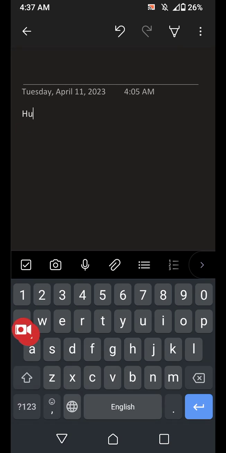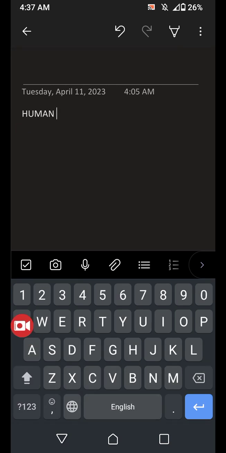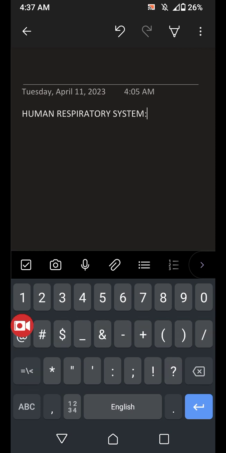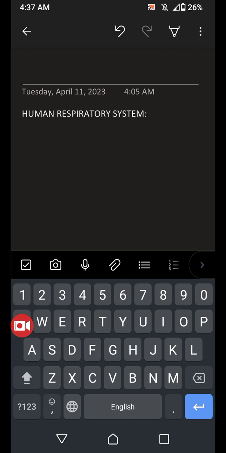Starting a new chapter, that is the human respiratory system. So, first of all, the main part of the human respiratory system is the nose. So, the nose or the nasal cavity. Okay. So, just let me start this one.